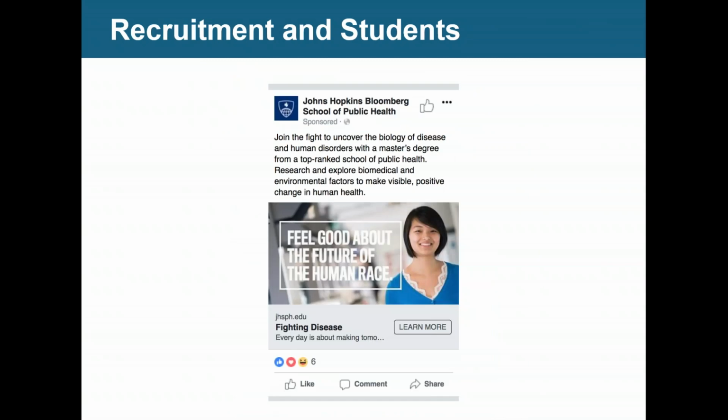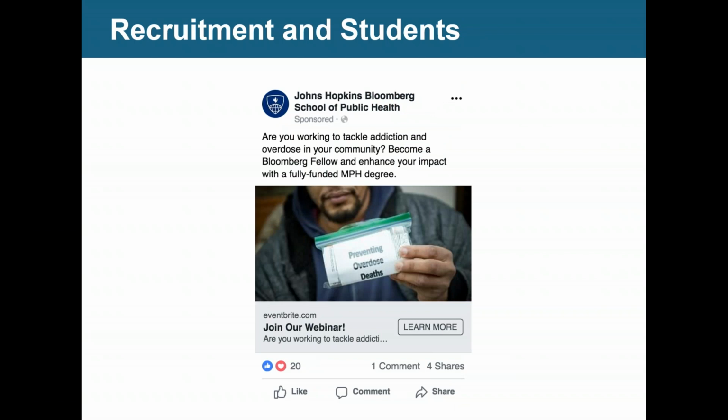So regarding recruitment and students, we also use social media to market to prospective students. We run a pretty robust Facebook ad campaign, identifying several points throughout the year where we want to promote the availability of our programs to students. We customize these ads based on the different subject areas and the interests that we think the prospective students might have. Here's an example of one. We also promote webinars on Facebook. So there are two types of ads.